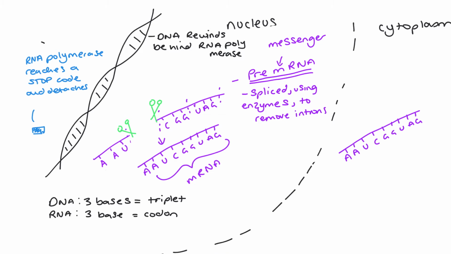So now we're going to move on to the next stage. The next stage is translation, and translation occurs on the ribosomes in the cytoplasm.